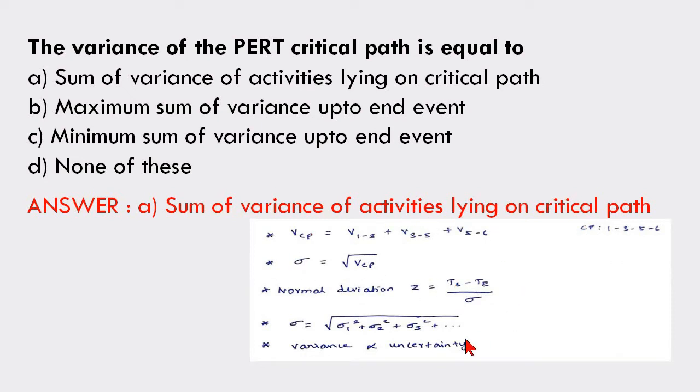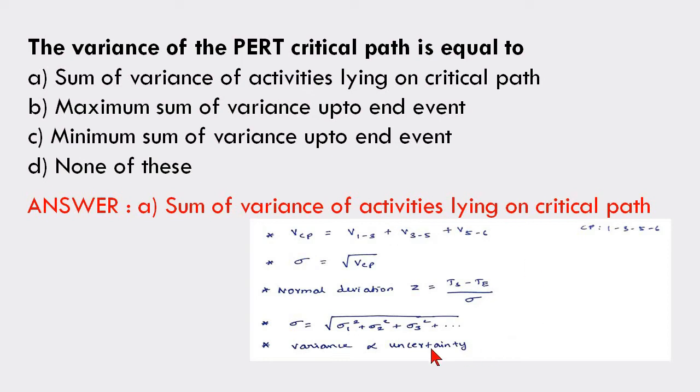Some important concepts here are very useful for solving problems. If they have given variance, I am considering the critical path, for example 1 to 3, 3 to 5, 5 to 6. Each variance is available, that is variance of 1 to 3, 3 to 5, and 5 to 6, and you just add them. The variance of the PERT critical path is equal to the sum of the variance of activities lying on the critical path.